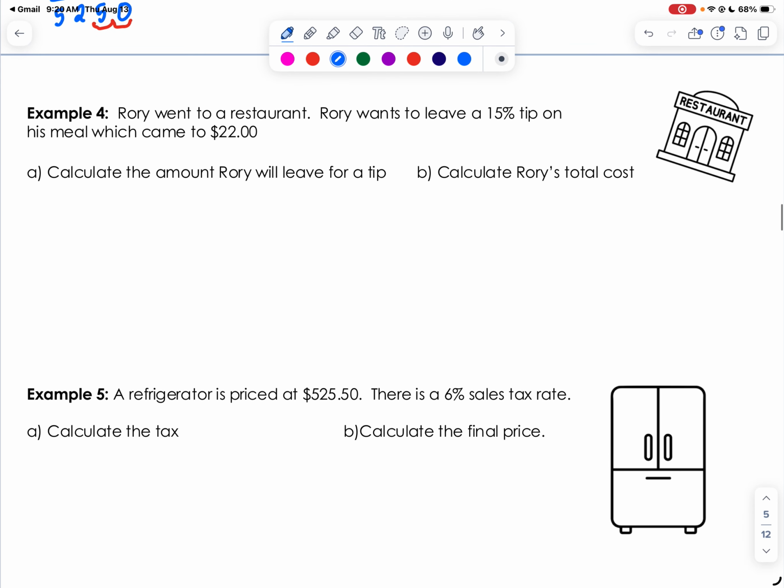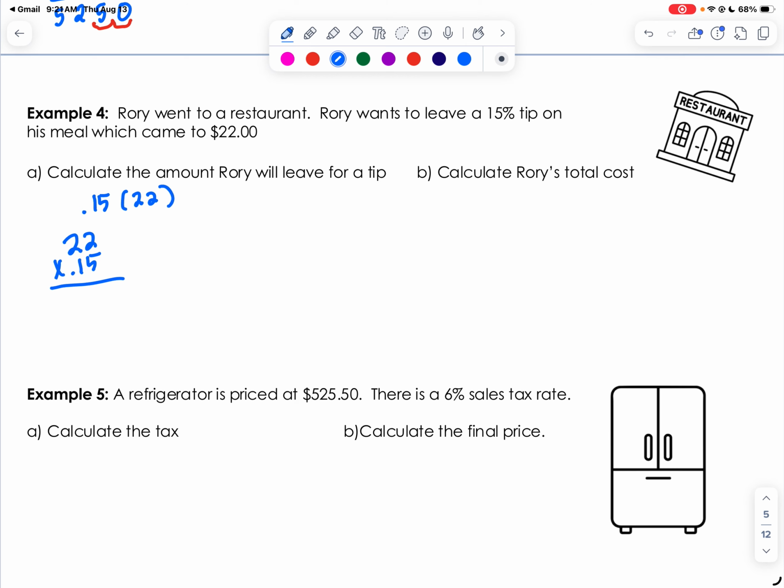Example 4. Rory went to a restaurant and he wants to leave a 15% tip on his meal, which came to $22. Calculate the amount Rory will leave for a tip. So we're trying to find 15% of $22. So that would be 0.15 times 22. Now, what I'd like you to do is pause the video and try problems A and B on your own. When you're done, press play to come back and check your answers.